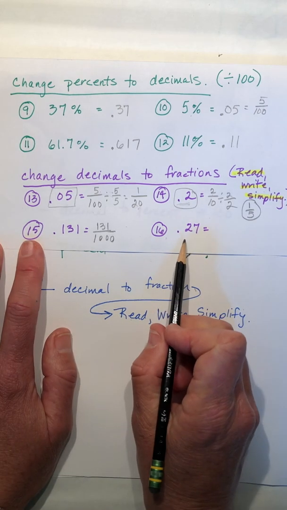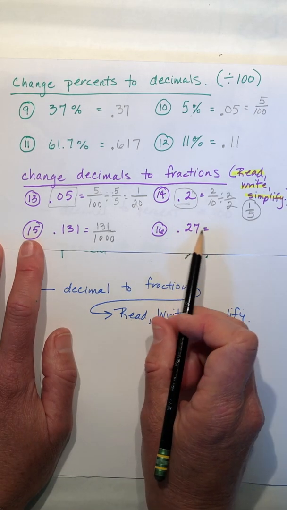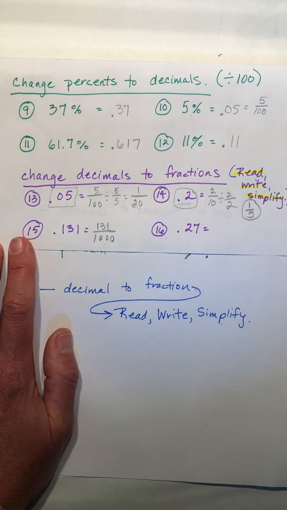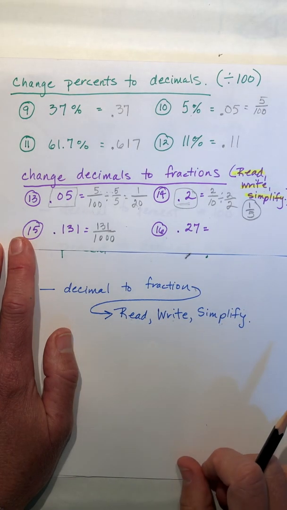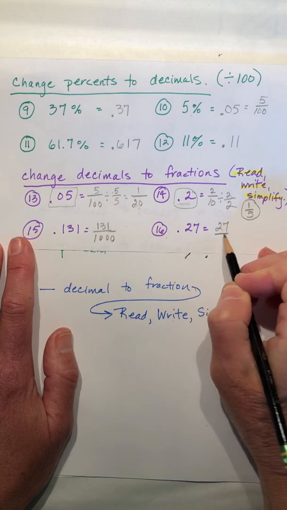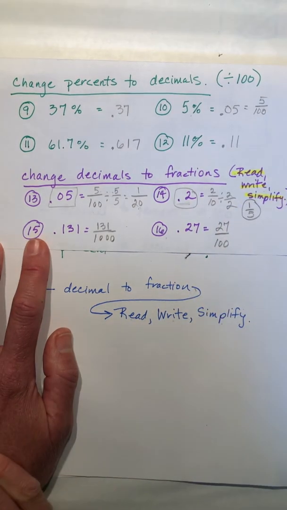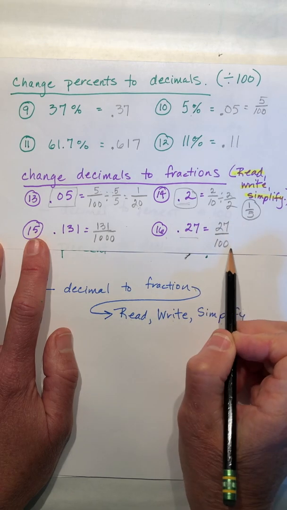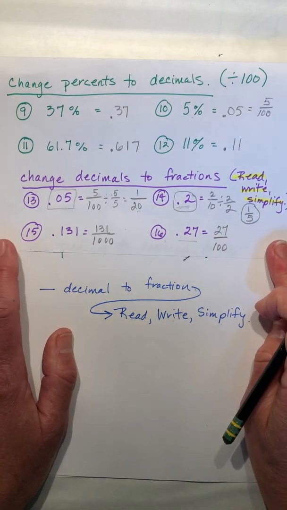Let's look at this one. 0.27. What's the real mathy way to read that? 27 what? 27 hundredths. So I'm going to say 27 hundredths, right? 27 hundredths equals 27 hundredths.